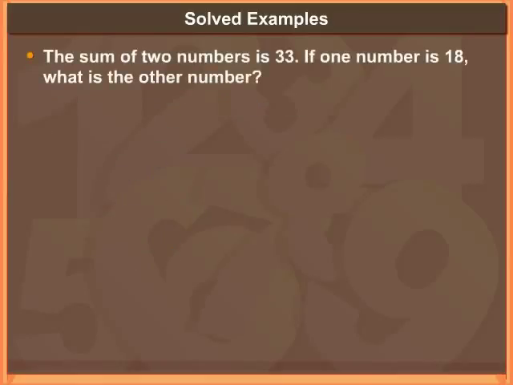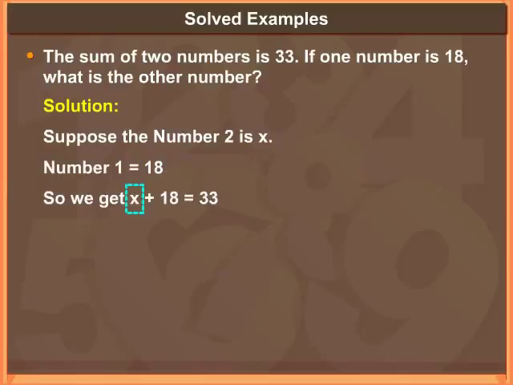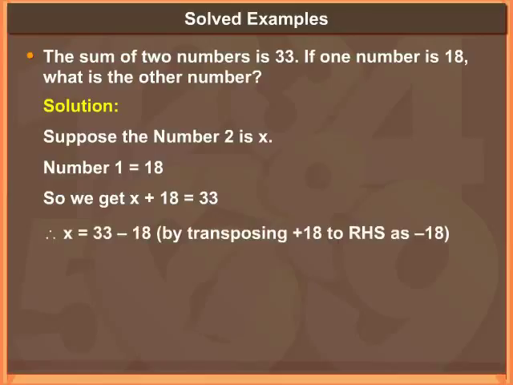The sum of two numbers is 33. If one number is 18, what is the other number? Suppose the other number is x and one number is 18 and their sum is 33. So we get the equation x + 18 = 33. So it becomes x = 33 - 18 by transposing 18 to the right-hand side. Thus we get x = 15.